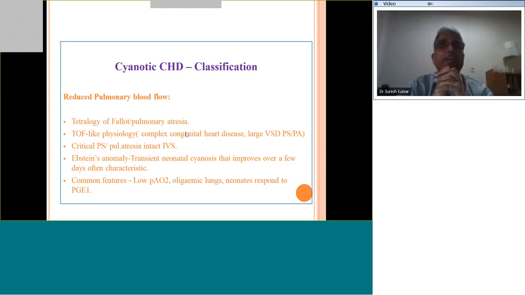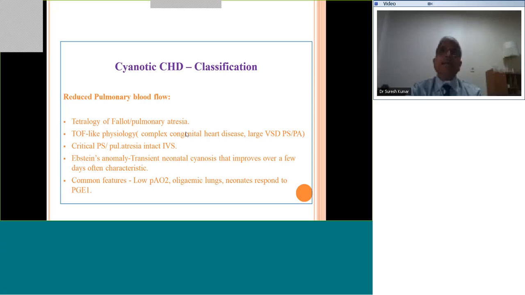In a very different way, a critical pulmonary stenosis or pulmonary atresia with intact ventricular septum would cause cyanosis. Critical pulmonary stenosis means severe valvar PS, the RV pressures are systemic or suprasystemic, and there is a right to left atrial shunt causing desaturation. That is critical PS. If it goes one step further, the pulmonary valve is atretic, so it's a pulmonary atresia with intact ventricular septum. Survival depends on a right to left atrial shunt, and that would cause cyanosis.